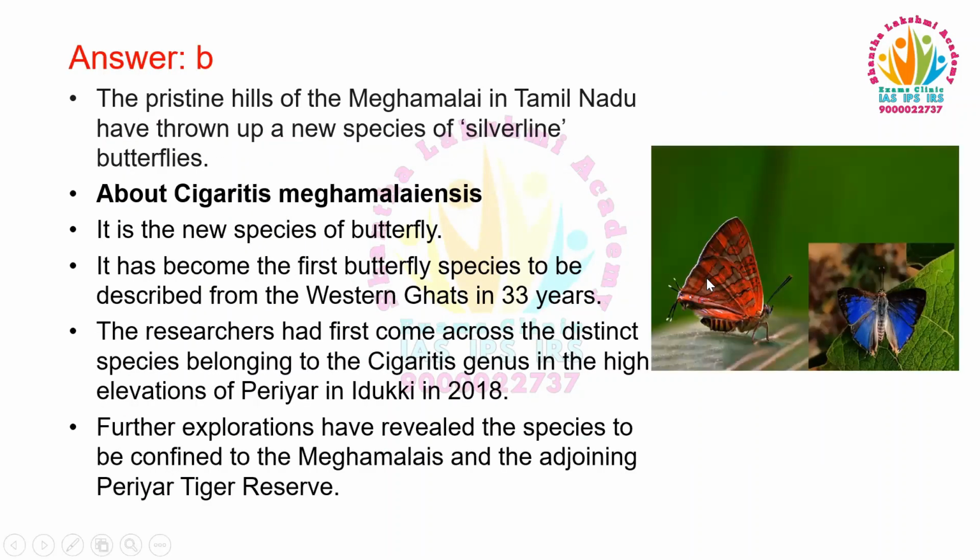The pristine hills of the Meghamalai in Tamil Nadu have thrown up a new species of silverline butterflies. About the Sigaritis megamalayensis, it is a new species of butterfly. It has become the first butterfly species to be described from the Western Ghats in 33 years. The researchers had first come across the distinct species belonging to the Sigaritis genus in the high elevation of the Periyar in Idukki. Further explorations have revealed the species to be confined to the Meghamalais and the adjoining Periyar Tiger Reserve.